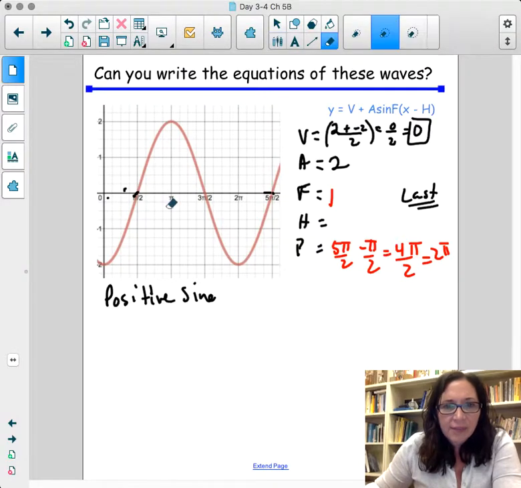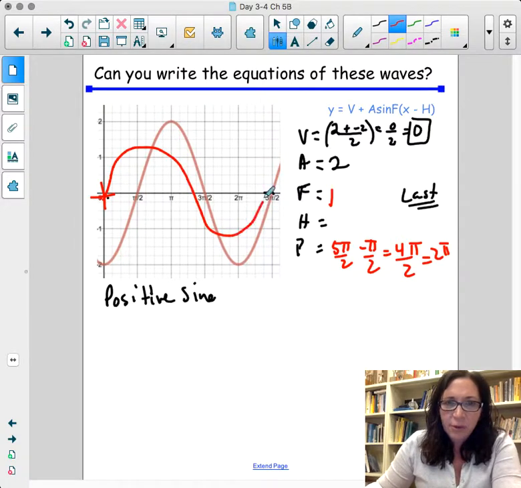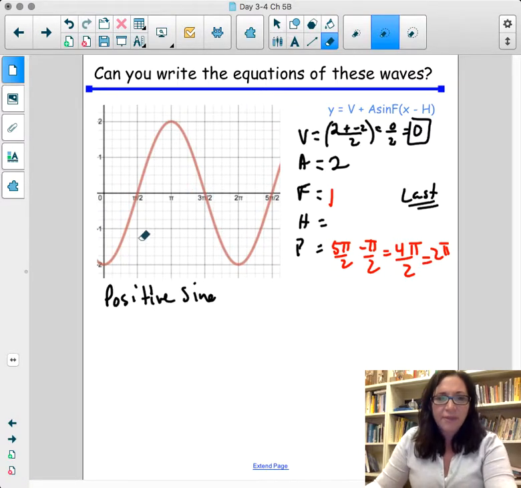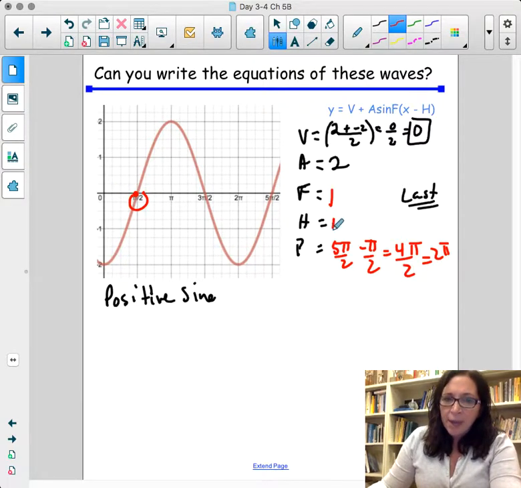Now, the last thing you need to worry about is your horizontal shift, meaning you are shifted off the y-axis. Remember, sine starts at 0, ends at 0. But because my graph is shifted, I need to start here at 0. Well, where am I? I'm at pi over 2. So I actually went right pi over 2.